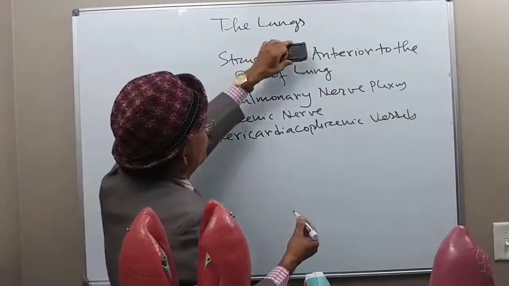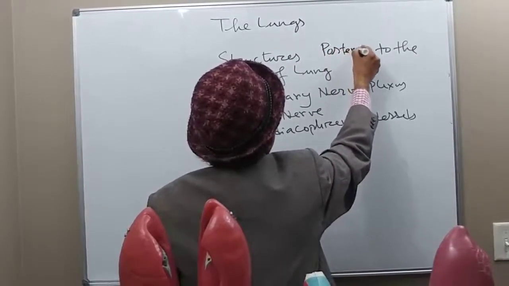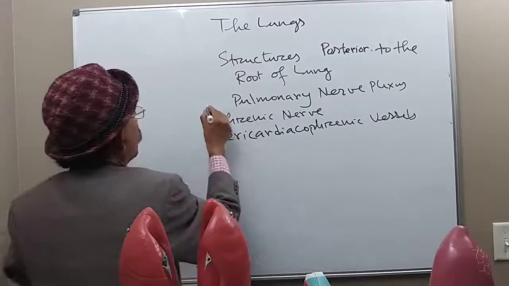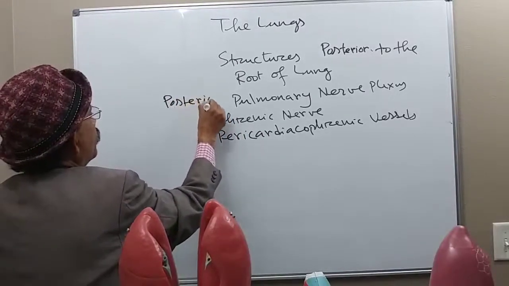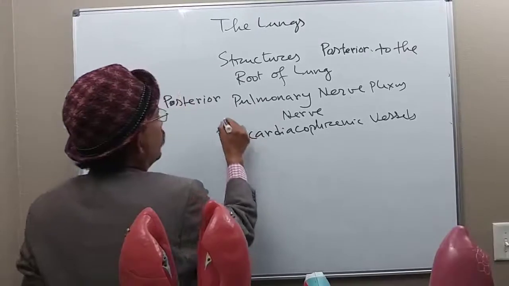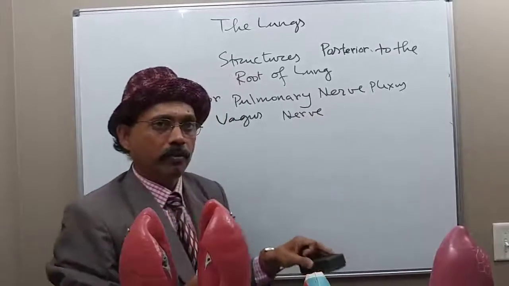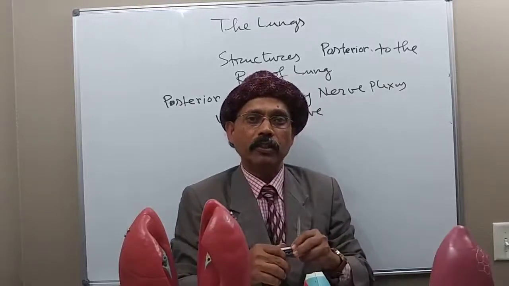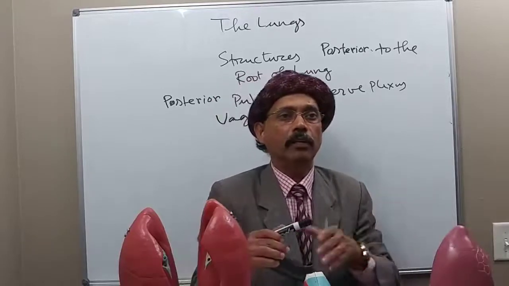So, what structures are posterior to the root of the lung? These are the posterior pulmonary plexus. Then we get the vagus nerve. These structures are present posterior to the root of the lung. We got the arrangement of structures inside the root, in front of the root, and behind the root.